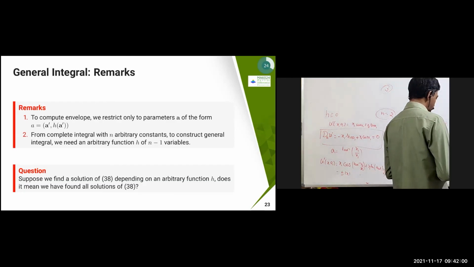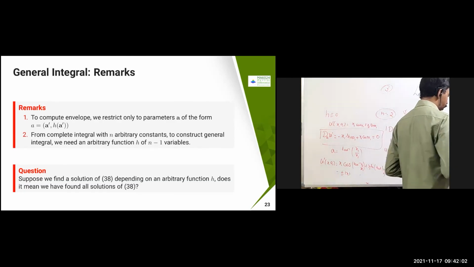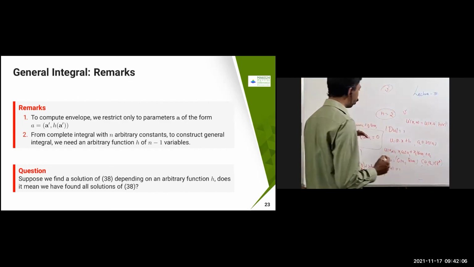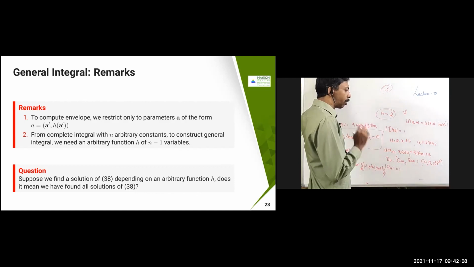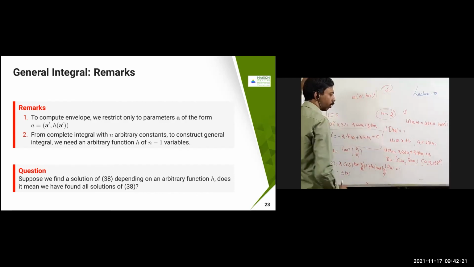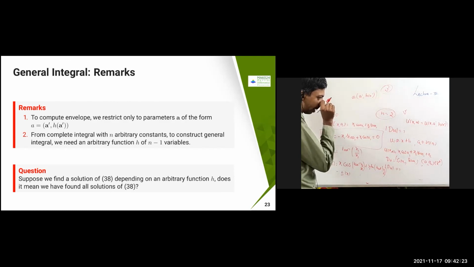The general idea of how to solve is that first you have to compute the envelope. To compute the envelope, you restrict only to parameters a of the form a is equal to a dash comma kach of a dash. Therefore, you will get a very easy thing.